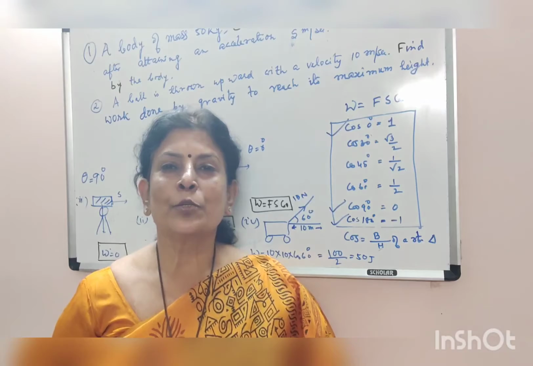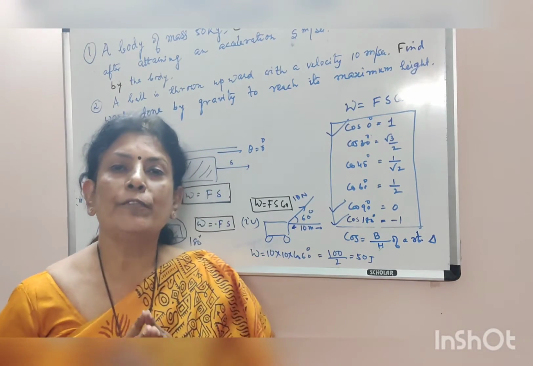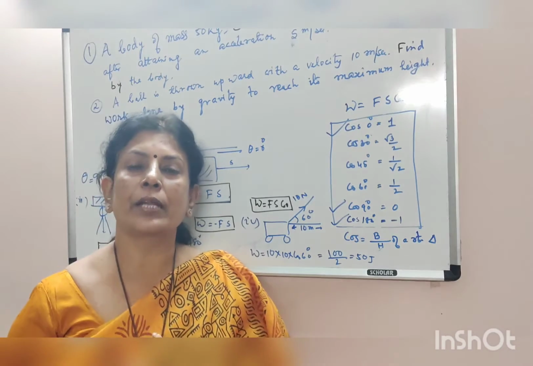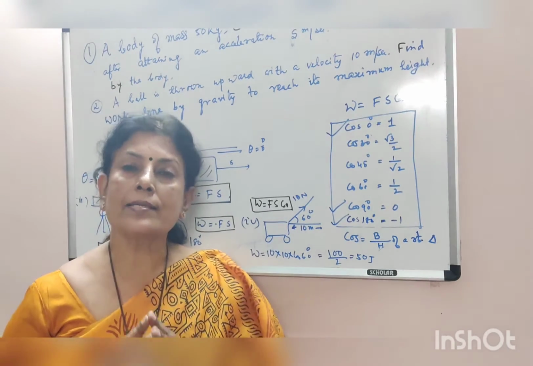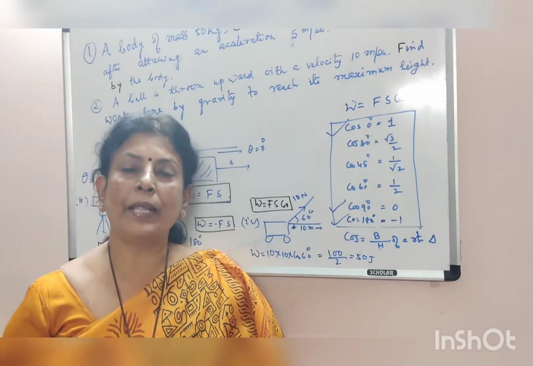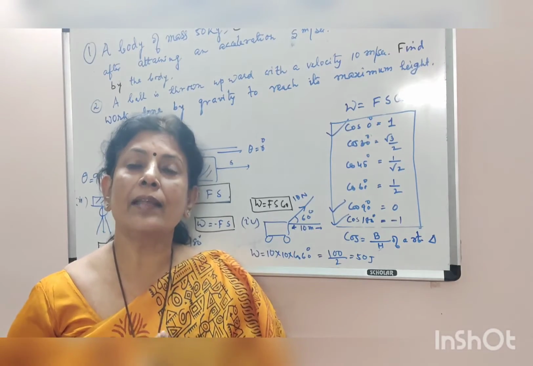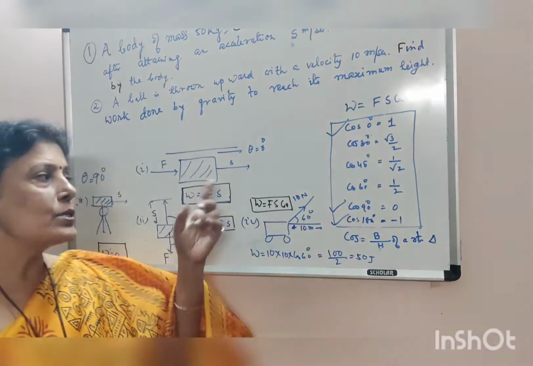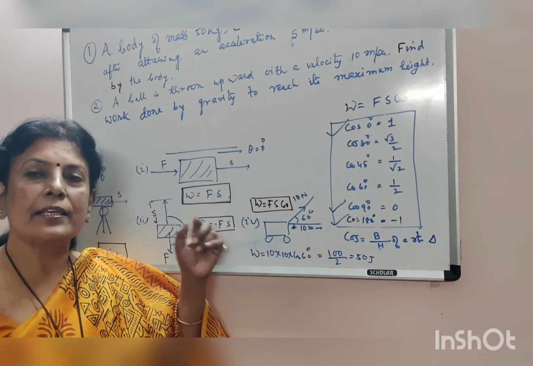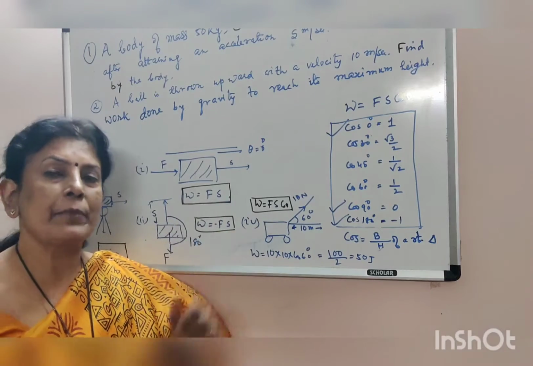Hello guys, today we will discuss work, power and energy. So firstly we have to define what is meant by work. Work is said to be done if on applying a force F, a body displaces S meter along the direction of force. So work done is equal to F into S if force and displacement both occur in the same direction.